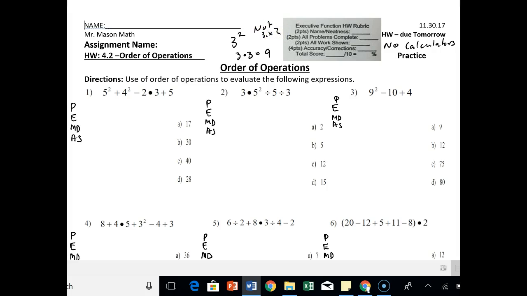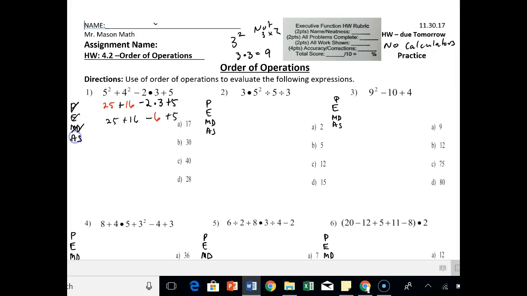All right, so right off the bat, number 1, do I have any parentheses? No. Do I have exponents? Yes, I do. I have 5 squared, which is 5 times 5, or 25, plus, and I actually can do this at the same time, 4 squared, which is 4 times 4, which is 16, minus 2 times 3 plus 5. It's going to be very tempting to do 25 plus 16, but it says after I'm done with exponents. So the idea is you need to do multiplication next, so we have to actually do this 2 times 3, which is 6. So then we see 25 plus 16 minus 6 plus 5.